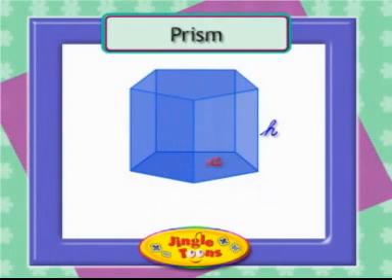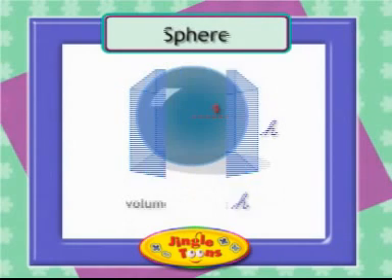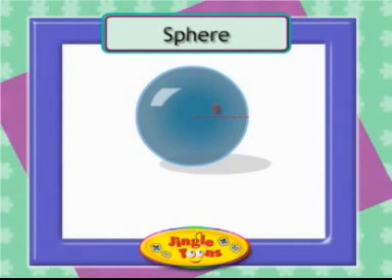Object prism, formula: volume is equal to A multiplied by h. Object sphere, formula: volume is equal to 4 upon 3 multiplied by pi multiplied by r cubed.